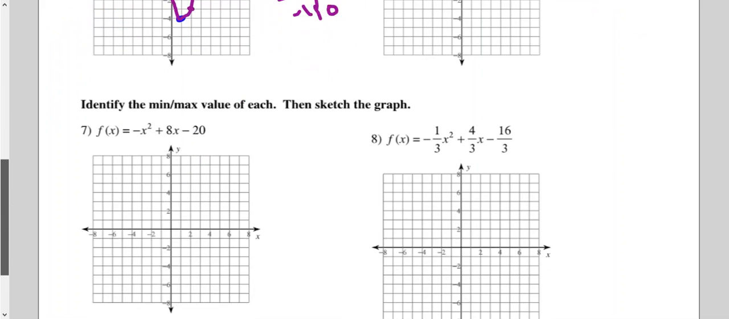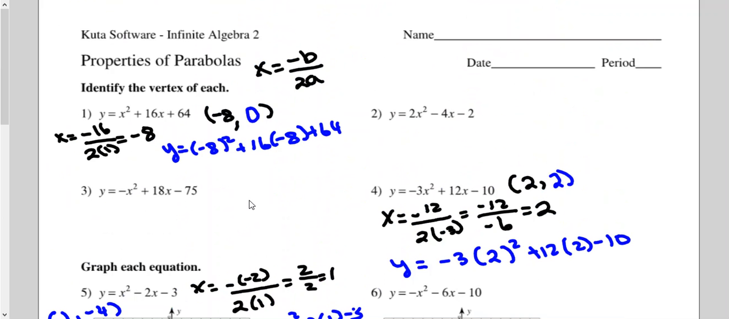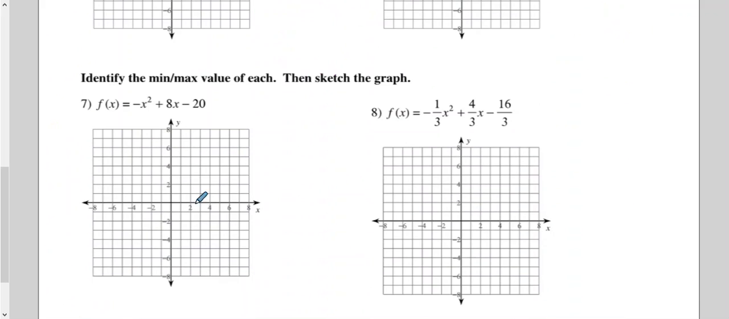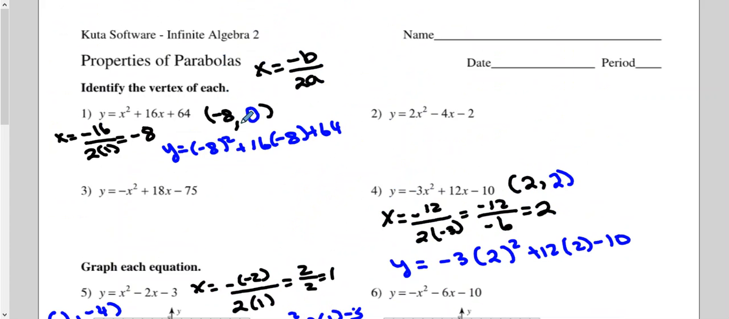Okay, and then the last thing I wanted to go over was problem number 7. This question's asking you to identify the maximum value for each. So the maximum and minimum, we need to go ahead and find the vertex, and then the maximum or minimum is always going to be your y-coordinate.